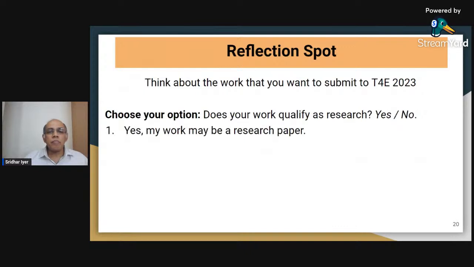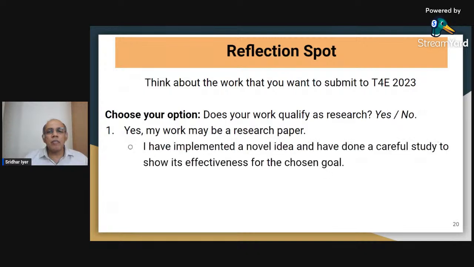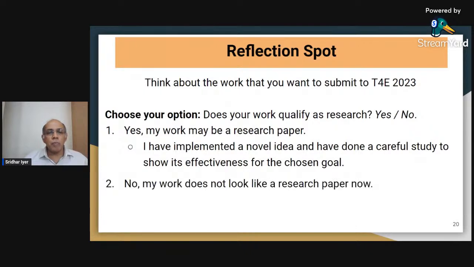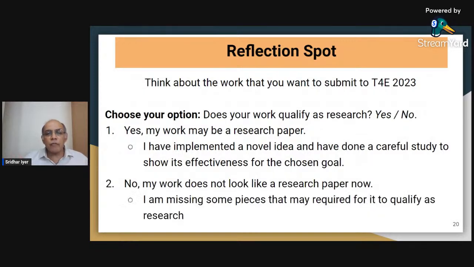If you feel, yes, my work may be a research paper, I have done all that. If you feel that I have implemented a novel idea and I have done a careful study to show its effectiveness for the chosen goal. Or you might feel that no, mine does not look like a research paper yet. I'm kind of along the way. I'm missing some pieces that may be required for it to qualify as research. So you can think about which of these two categories your idea that you want to submit to T4E falls into.